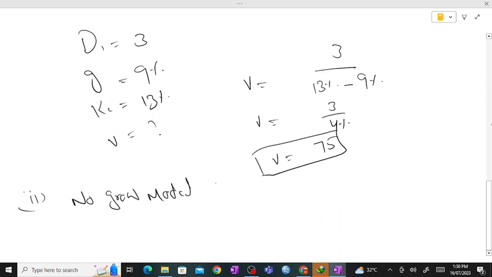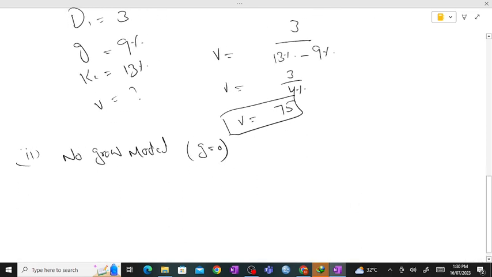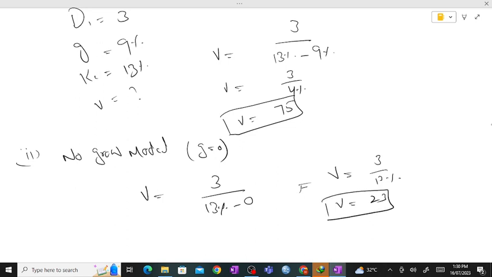Take the same example, which means G would remain 0. The scenario would be V equals 3 divided by 13% minus 0, so 3 divided by 13%, and V would be equal to 23. That is the scenario for the zero growth model.